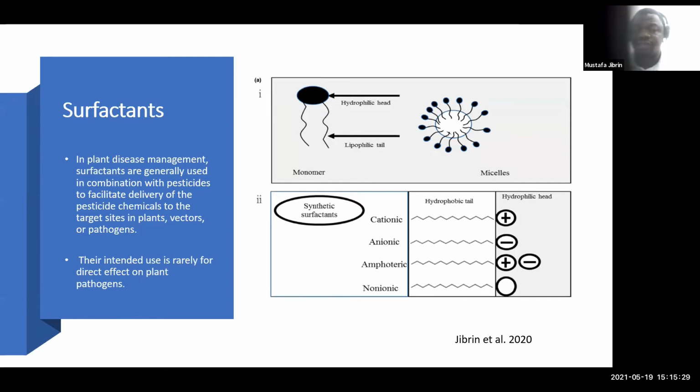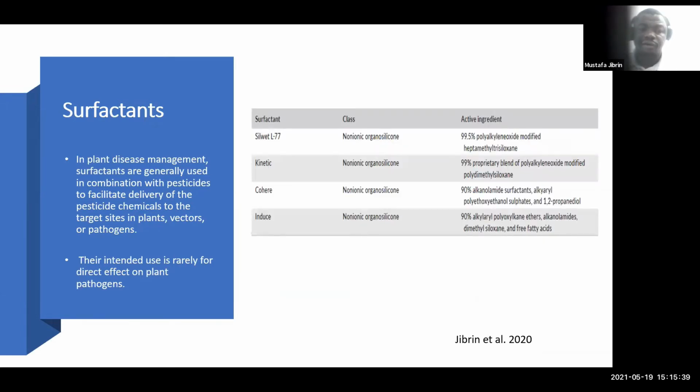So there are different types. It could be synthetic surfactants, it could be biosurfactants. In the lab here, we have mostly synthetic surfactants. We have like 4 of them or more: Silhouette, Kinetic, Cohere, and Induce. So my intention was to see whether these surfactants just have spreading properties with the chemicals, or whether they have other properties that have direct effects on the bacteria we are studying. So I wanted to test to see if these surfactants have some effect on them.